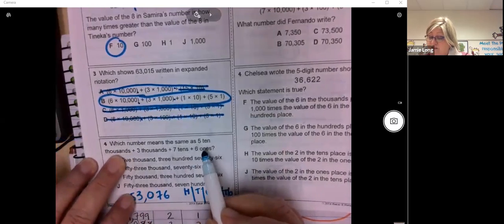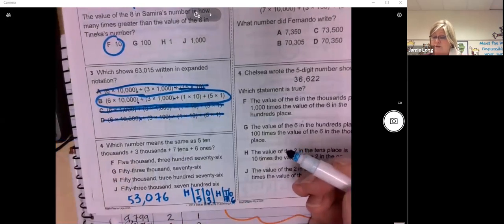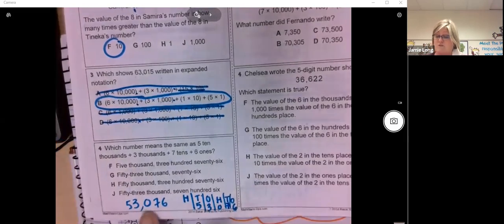Again, 1s, 10s, hundreds. And if you do this, you have 5 10,000s, you have 3,000s, 7 10s, oops, I squished it, and 6 1s. That's going to be easier to do. Easier than what I did. So 53,076. Once they have the number written, it's easy to figure out what it is in word form.